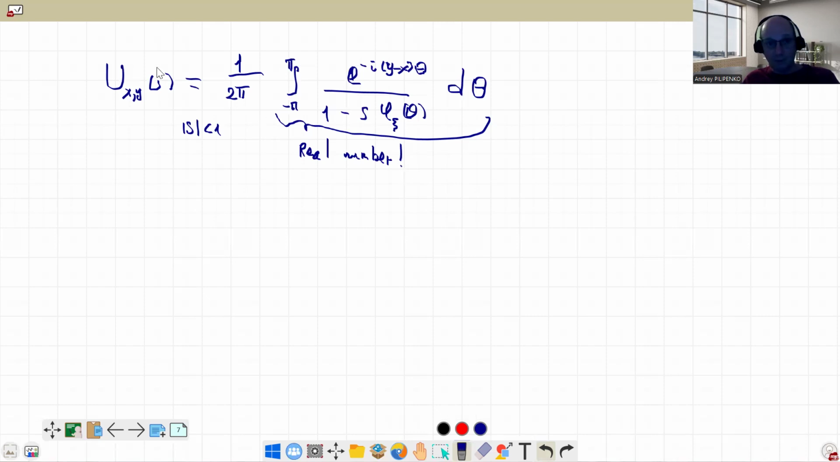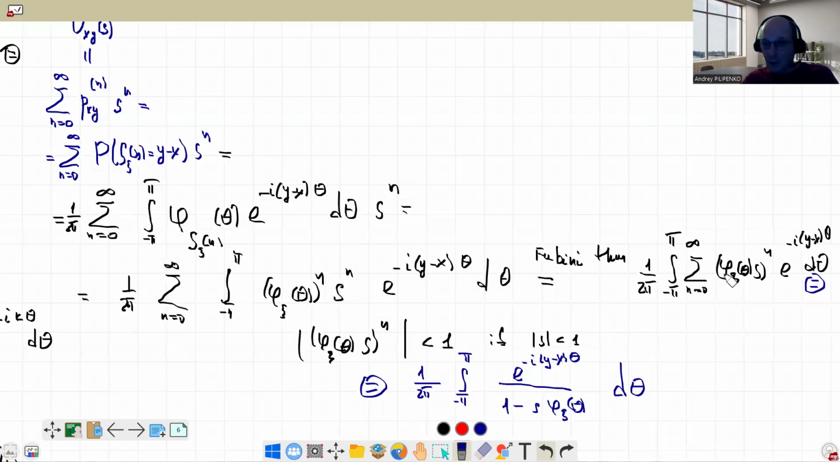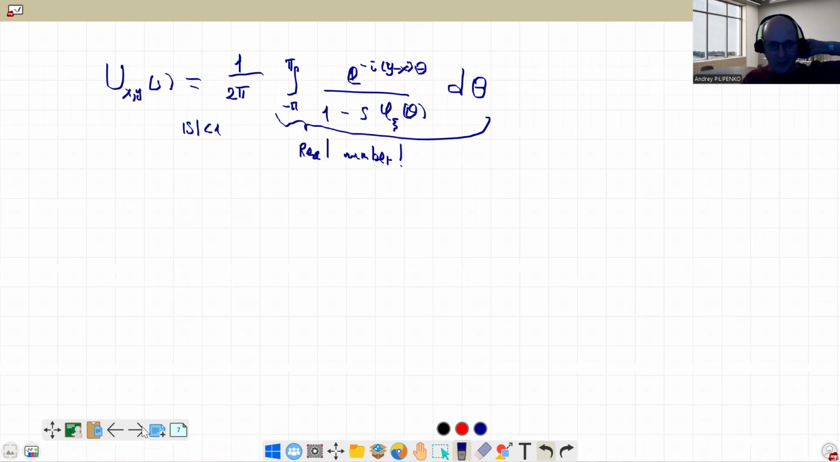Indeed, this is a real number if s is real. And when we calculated all these integrals, they were probabilities. So this integral is a probability. So actually, this is not only a real number, but also a non-negative number if s is in (0, 1).